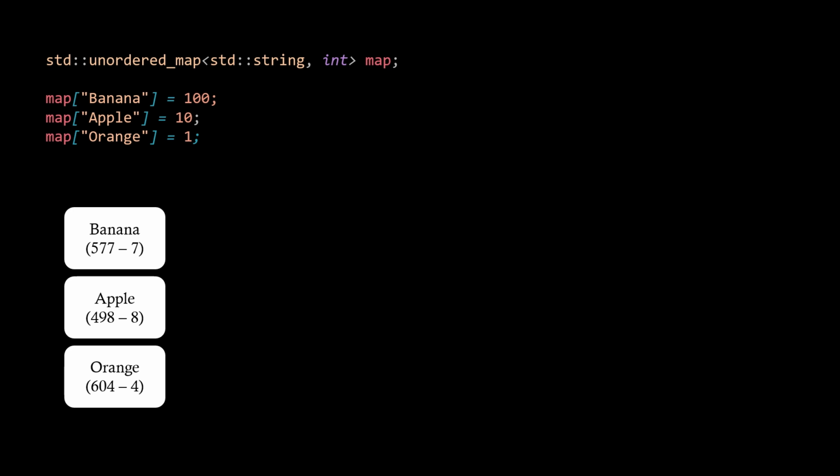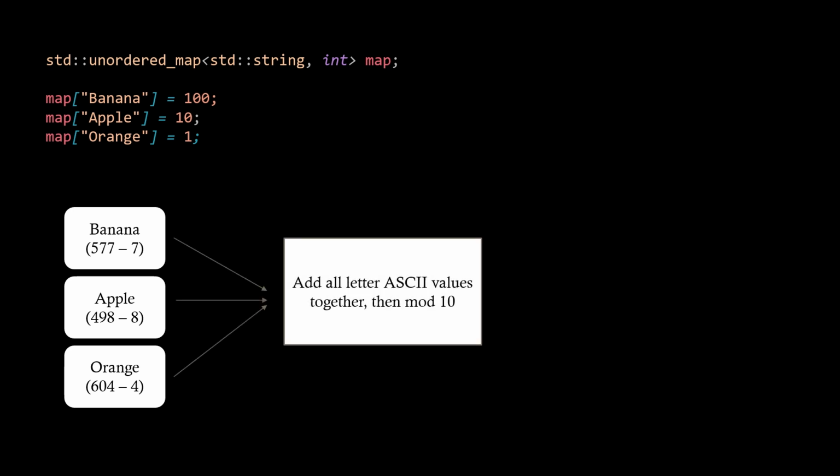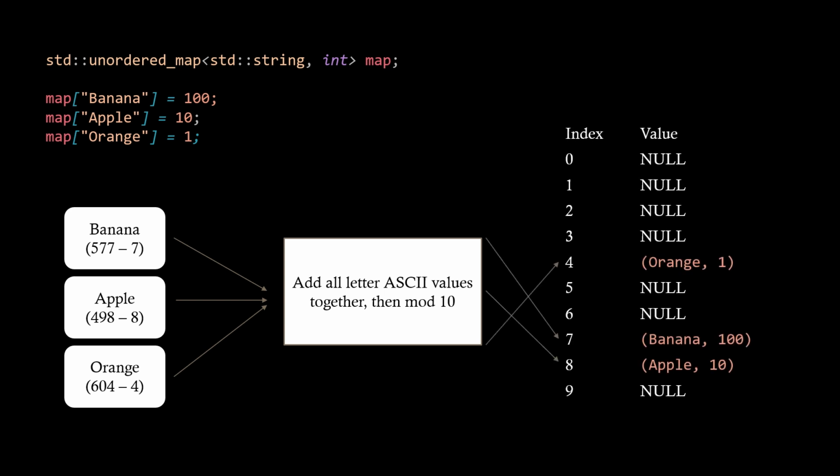So here we have a hash function that I custom made. It's a really bad one, but it will help explain it. What it does is it adds all the ASCII values together and then takes modulo 10 to get the last digit. So banana, you add up all the letters, B, A, N, A, N, and A, you get 577. The last digit is 7, so we'll take that. Same with apple and orange. So banana is 7, so it gets put into the 7th index. Apple is 8, it gets put in the 8th index. Orange is 4, so it gets put in the 4th index.